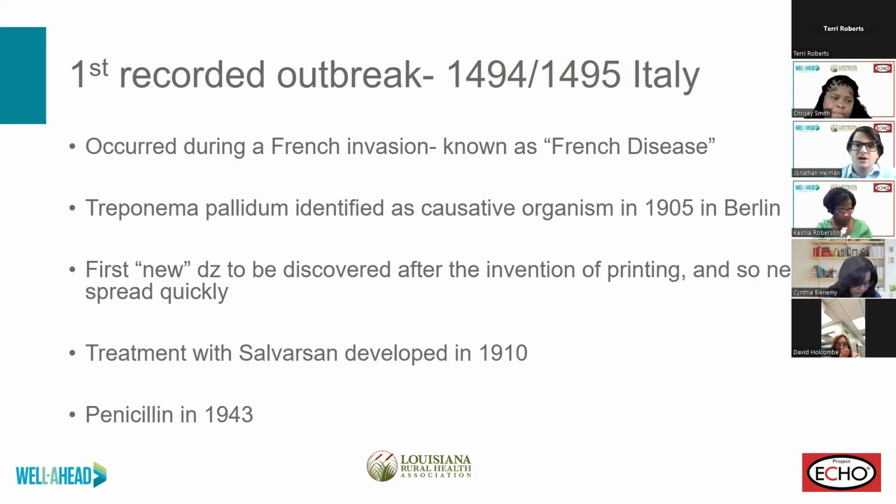In the early 1900s, the causative agent was identified as Treponema pallidum. And this was the first, quote, new disease to be discovered right around the invention of mass printing, so the news spread really, really quickly. Early on, there was a treatment called salvarsan, which is an arsenic compound that was developed around 1910. And then penicillin was established as the treatment of choice in the early 1940s. Next slide, please.